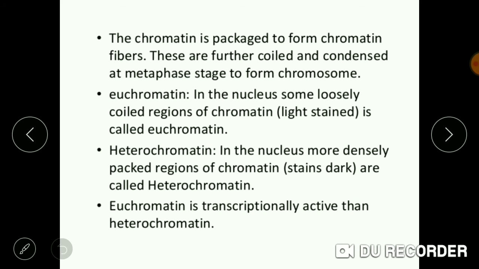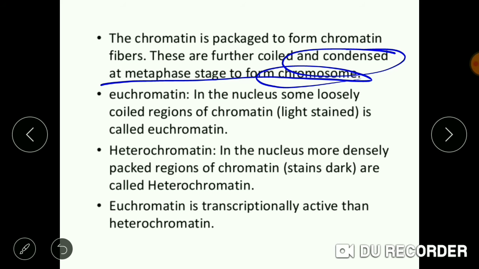Chromatin is packed to form chromatin fibers. These are further coiled and condensed at metaphase to form chromosome. So this chromatin is changed into chromosome during the metaphase.